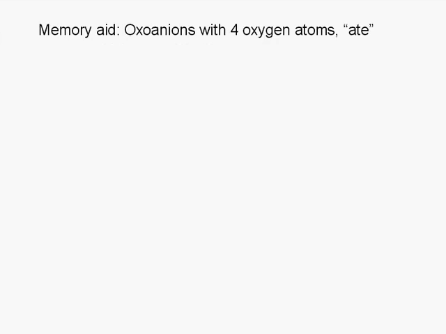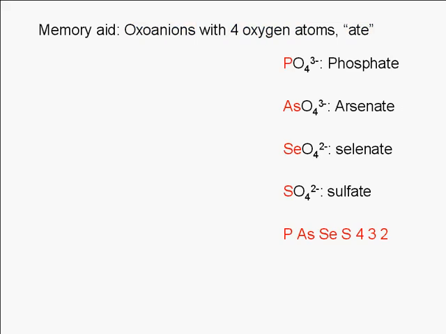Here's an example of a memory aid to remember oxoanions with 4 oxygen atoms, with names ending in -ate. Four of these ions are phosphate, arsenate, selenate, and sulfate. Note that they all have 4 oxygen atoms. If you look at the symbol of the other element, they spell the word PASS.